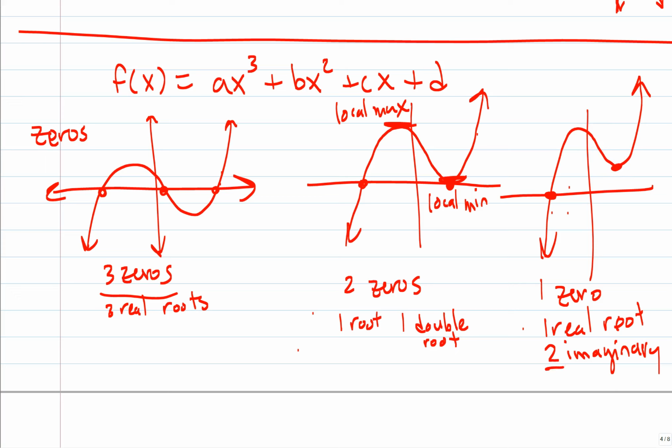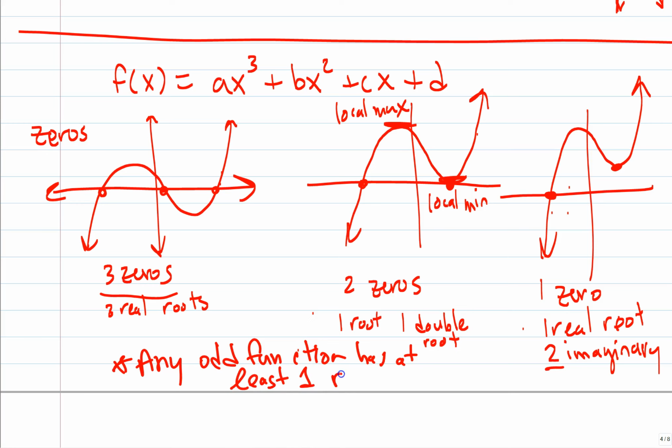Okay, you for sure will have at least one zero. You have to have a zero on any odd function because of beginning and ending behavior. Probably should write this down: any odd function has at least one root. So if I have x to the n, where n is odd, it will have at least one root, okay? At most, n roots.